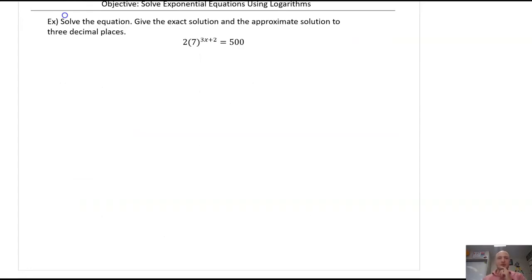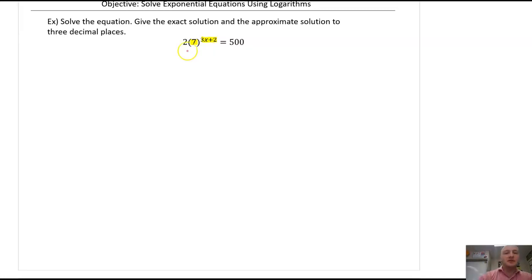Here's a second example. Please write this one down. And this time, again, we're asked to solve, giving an exact and approximate solution. And I have an exponential expression here, 7 to the power of 3x plus 2. Hey, that's different. I now have a binomial as my exponent. Okay, this is going to be a little bit different.